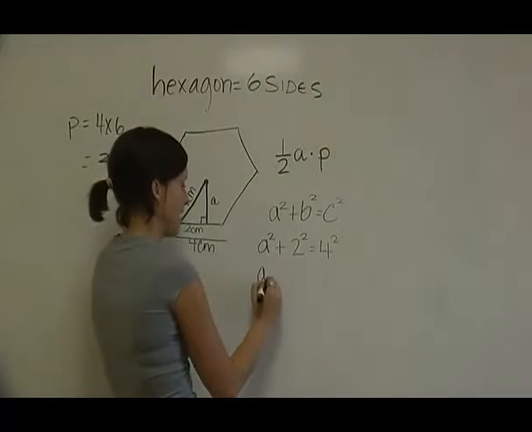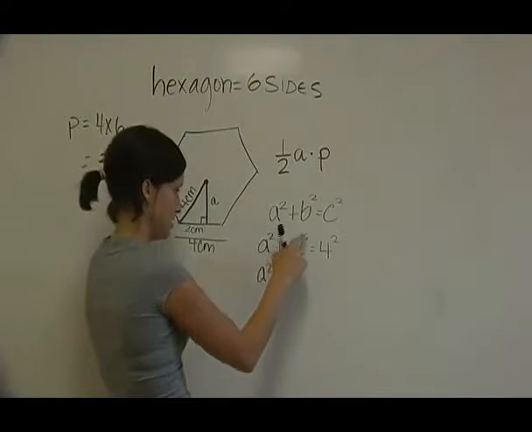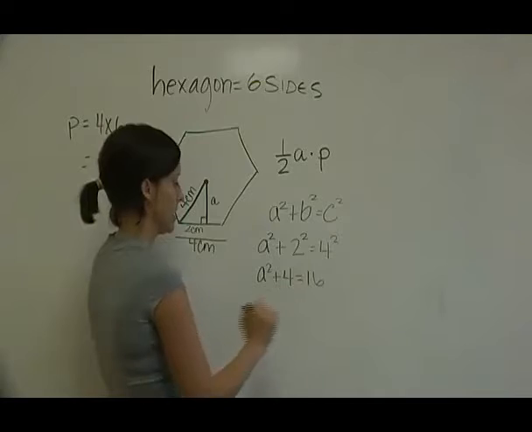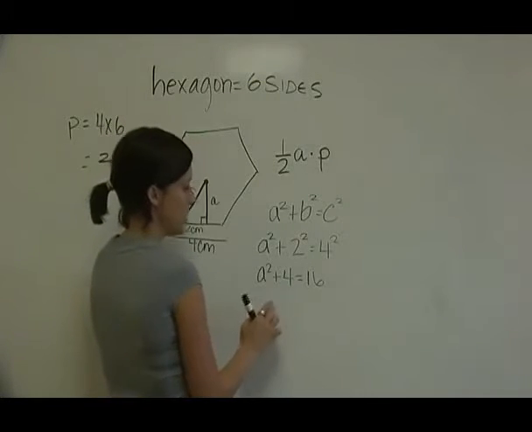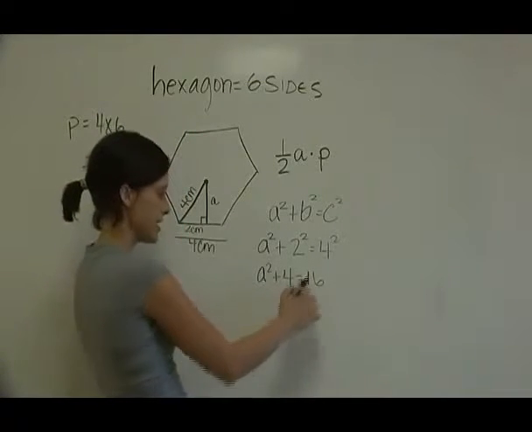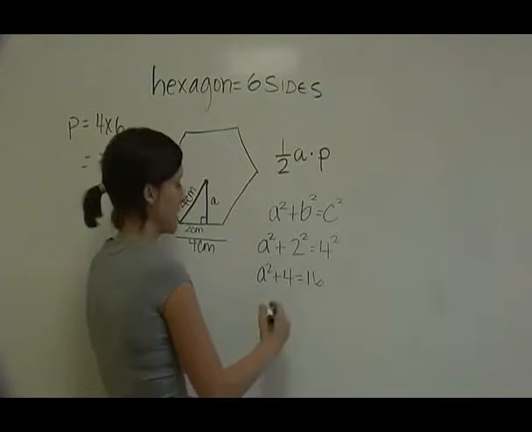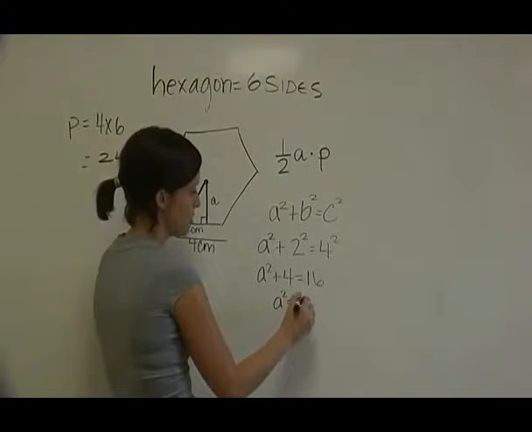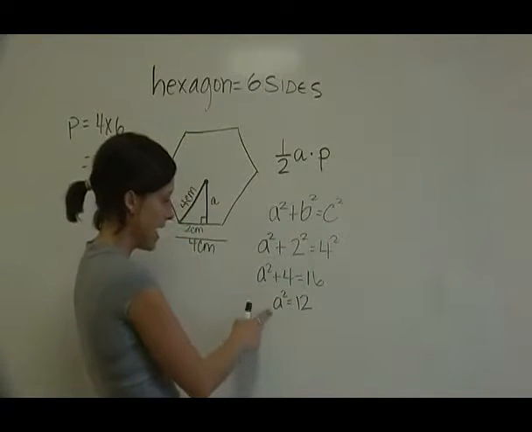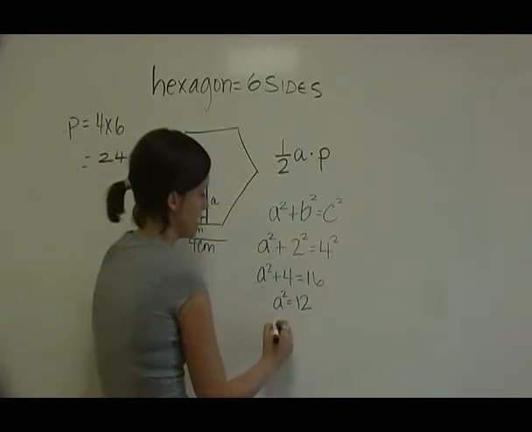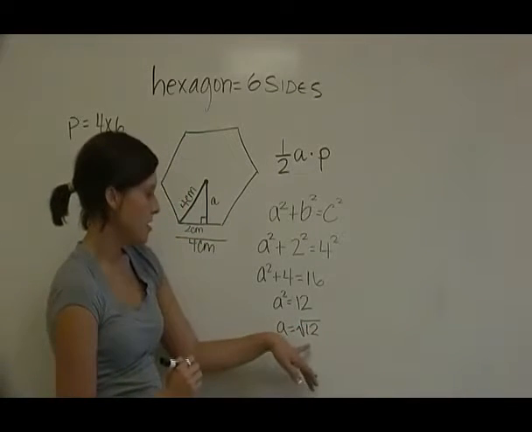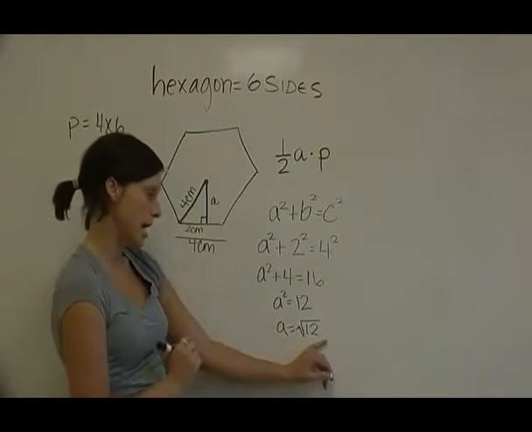Let's solve for A. So you have A squared plus 2 squared, which is 4, equals 4 squared, which is 16. So now we need to get the 4 to the right side, so we have to subtract 4 from both sides. A squared equals 16 minus 4, which is 12. To get A by itself, since it's squared, you have to take the square root of both sides, which leaves A equal to the square root of 12. Now, this isn't in its simplest form, so you have to reduce it.